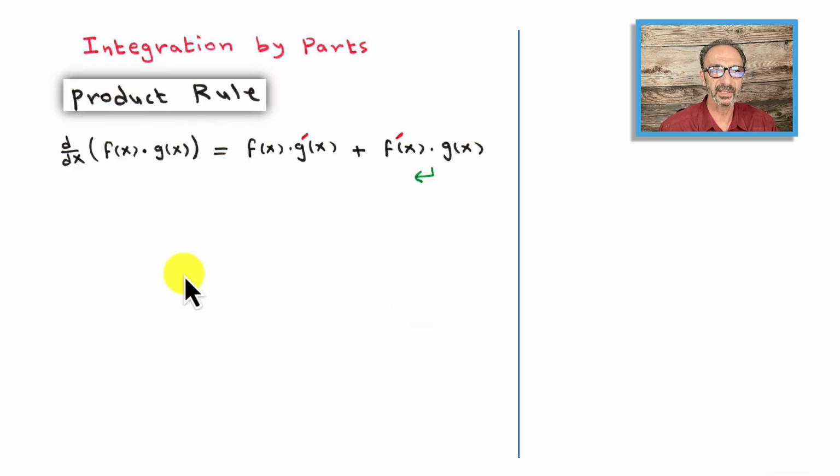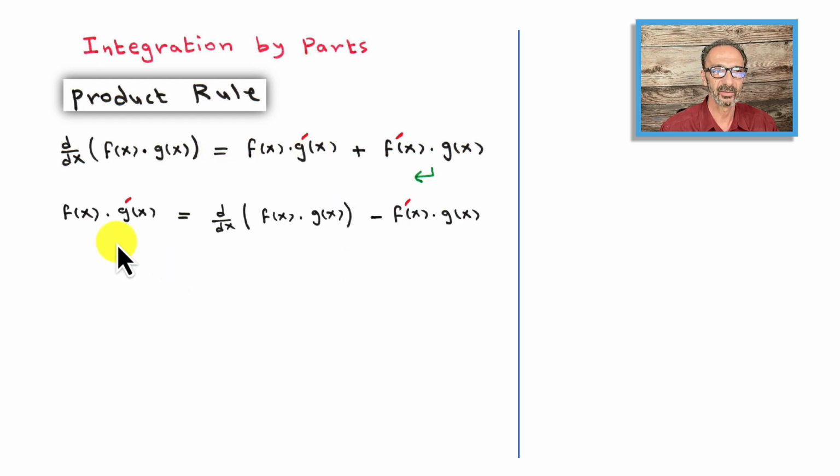The product rule states that the derivative of the product f times g equals f times g prime plus f prime times g. So if I rearrange, I put this next to this term, and I leave f g prime by itself, and I switch everything left and right, I do have the following. F times g prime by itself equals the derivative of the product minus f prime times g, as you could see. Applying the integration to both sides, we get the following.